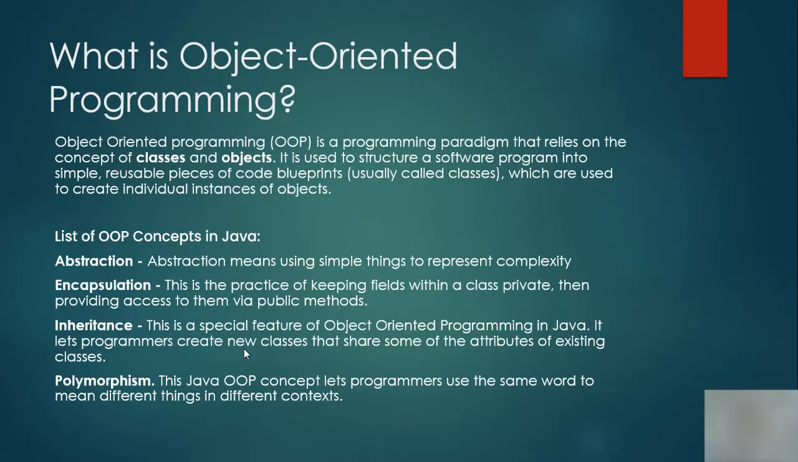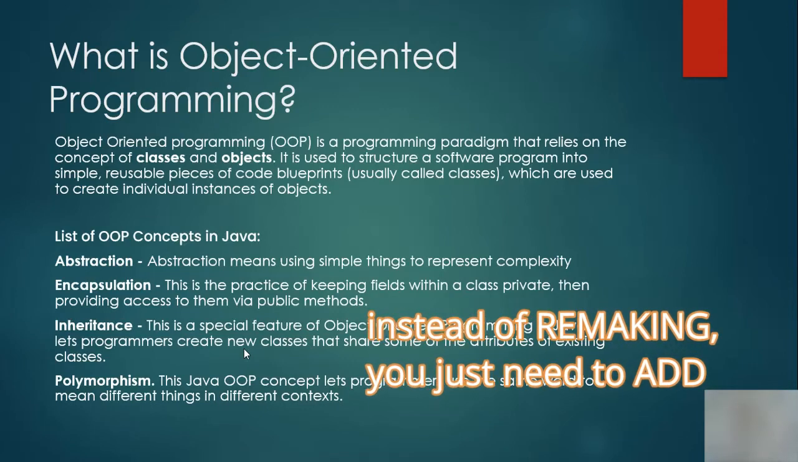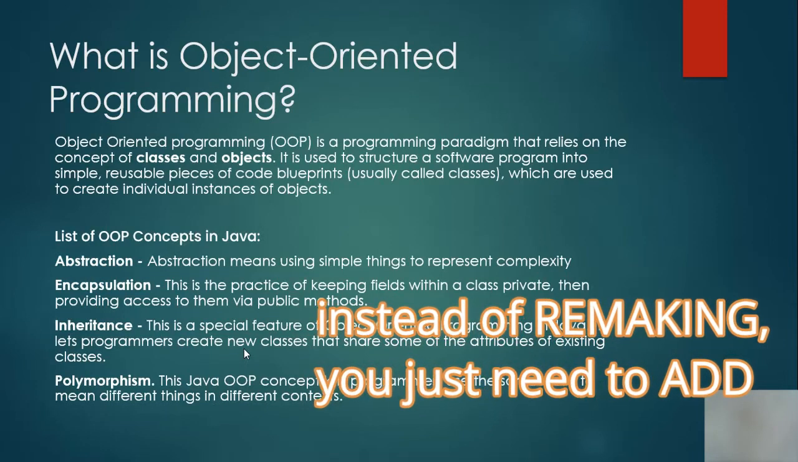Inheritance. This is a special feature of the OOP in Java. It lets programmers create new classes that share some of the attributes of existing classes. So this lets us build on previous work without reinventing the whole wheel, meaning we don't have to start from scratch.